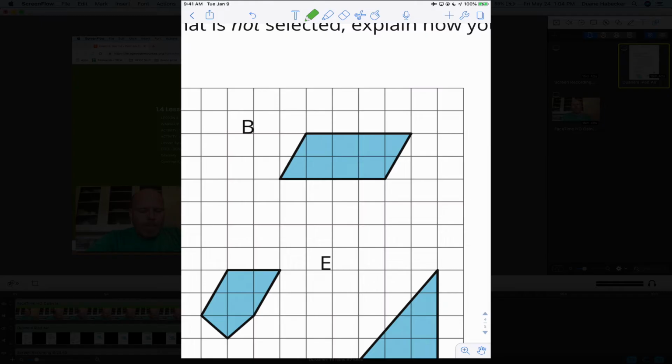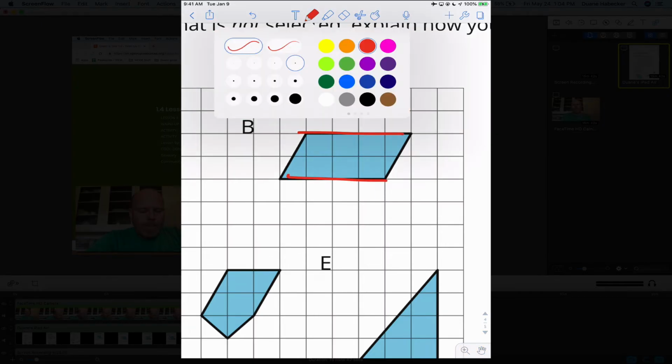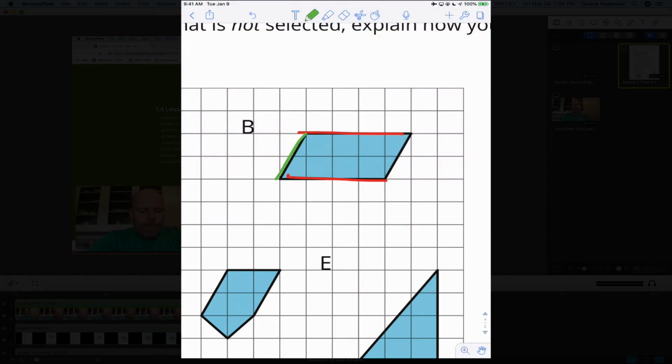Taking a look at B, we see that the opposite sides are parallel, and we see that these opposite sides are parallel. We also see that the opposite sides are equal, that they're congruent. The green sides are equal to each other, and the red sides are the same length. So that is definitely a yes.